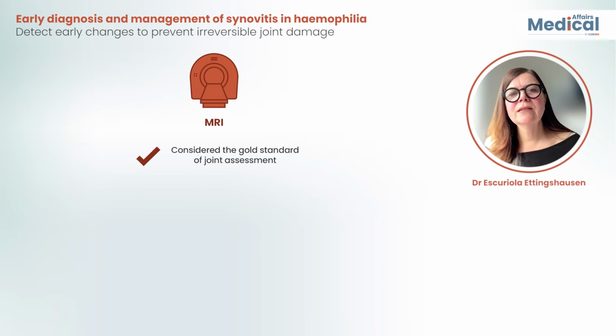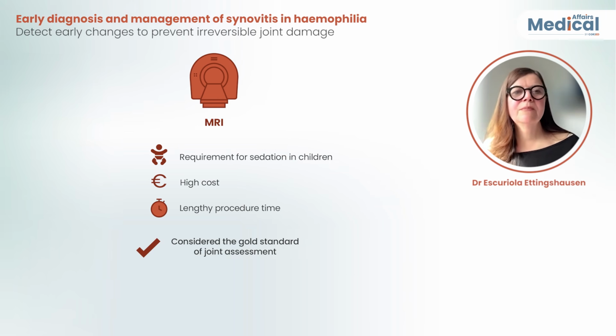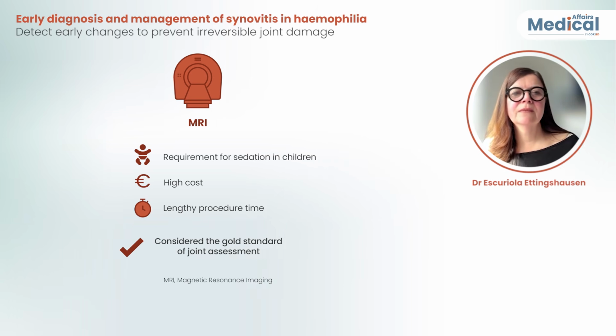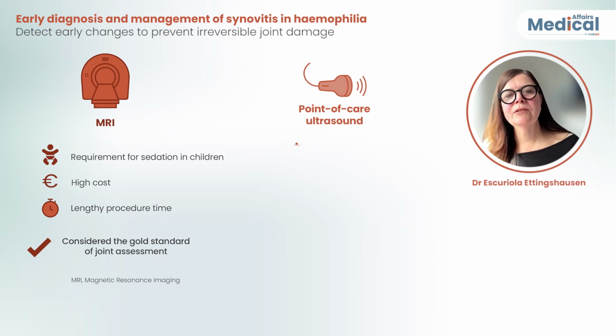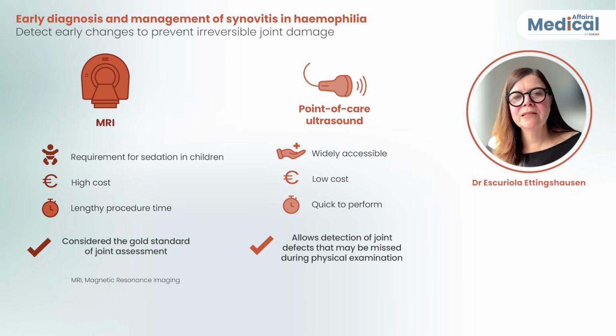MRI is the gold standard for imaging of the synovium and hemosiderin deposits, but access is limited because of availability, practicability, and costs. In clinical practice, ultrasound is a practical and accessible way to detect subclinical synovial hypertrophy and monitor joint health over time in clinical routine. Ultrasound provides instant information on the status of a joint to detect problems that may have been missed during physical examinations.